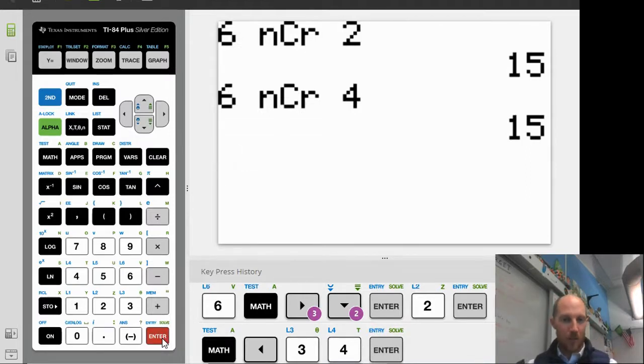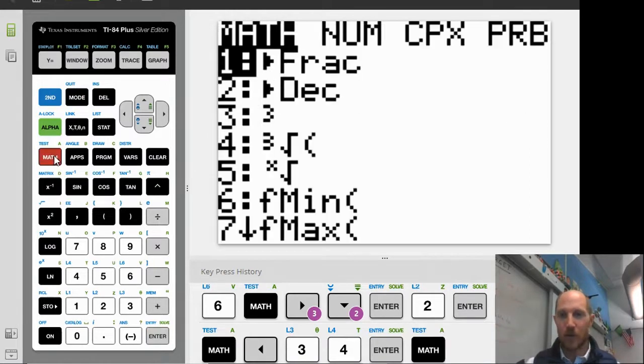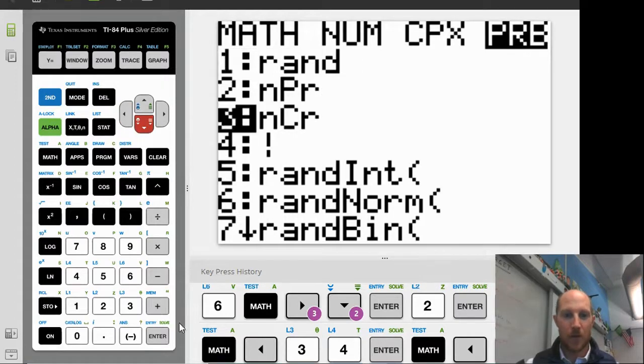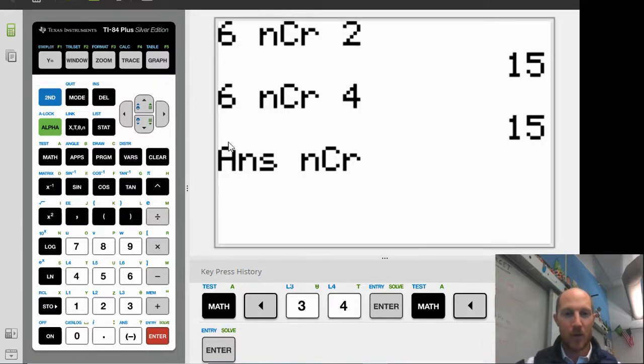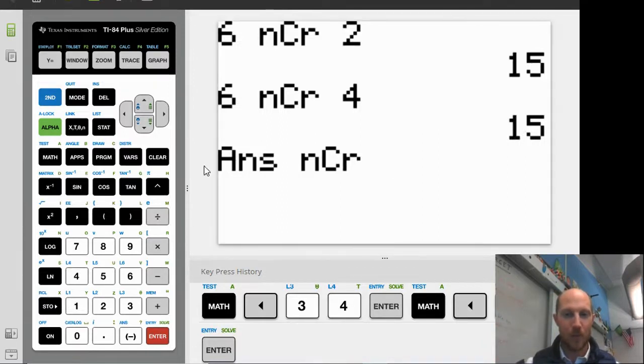Now sometimes what happens is people will forget to put that 6 in there first, or whatever your number of trials is. If you do that, here's what's going to happen. I'll demonstrate the error. If I hit Math, Probability, down to nCr, hit enter, it's going to pull the previous answer, whether that's something I can see on the screen or just the previous answer from last time I had the calculator on. In this case, it's going to use 15. That was my previous answer.